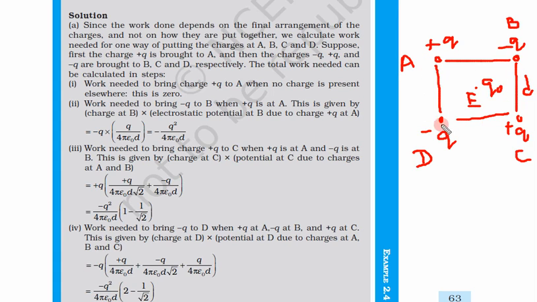It depends only on the final arrangement, which is a square with side D. So let us start with this A. Work needed to bring positive q charge to A. So let us start this.